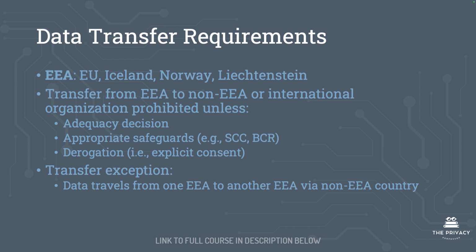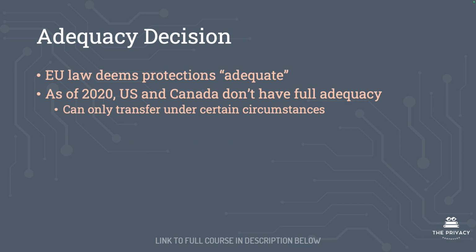In short, the transfer from the EEA to non-EEA or international organizations is prohibited unless there is in place an adequacy decision, appropriate safeguards, such as a standard contractual clause or a binding corporate rule, or a derogation. And here, derogation means explicit consent. There are exceptions for data transfer, such as when data travels from one EEA member to another via a non-EEA country. In the next 3 slides, we are going to define what an adequacy decision is, what entails appropriate safeguards, and what a derogation is. These are all 3 important terms you need to know for the CIPP US.